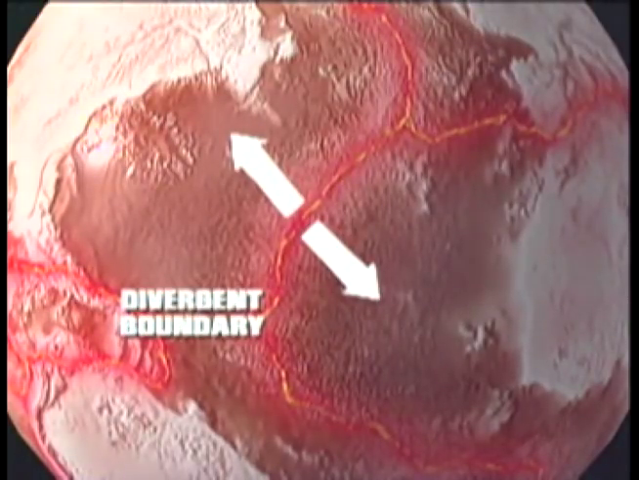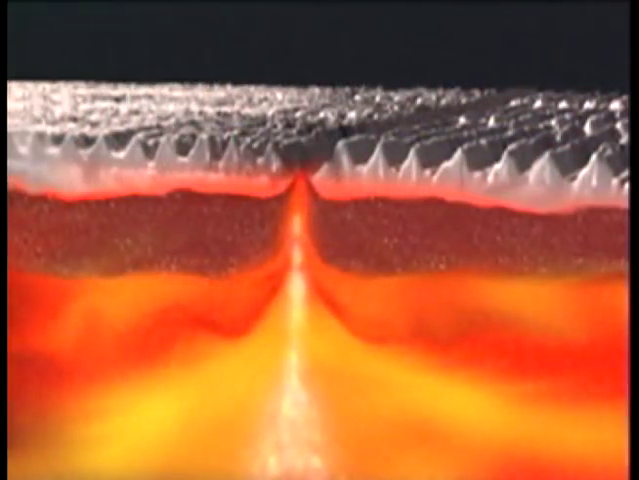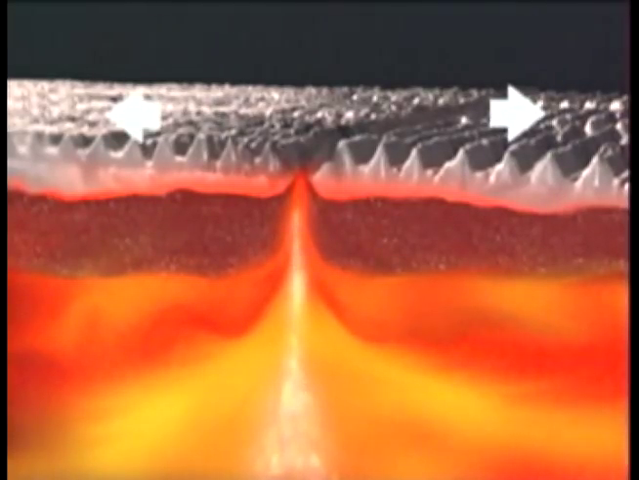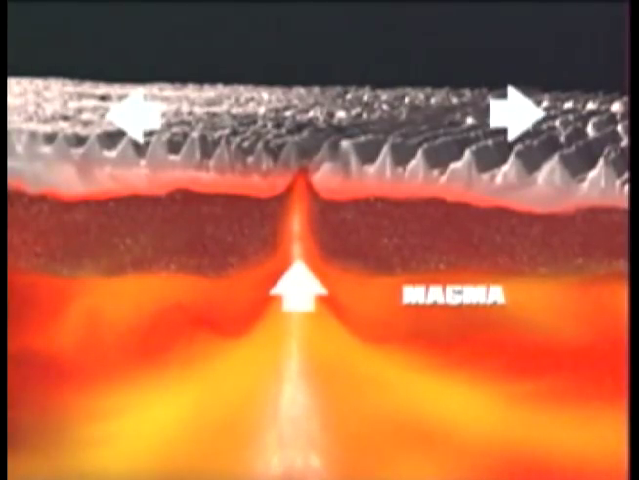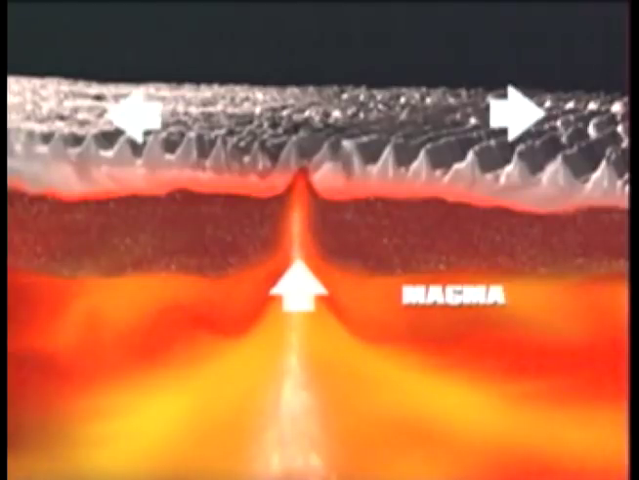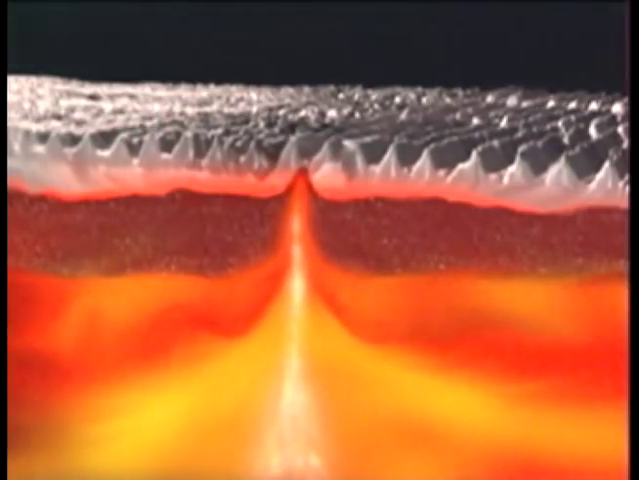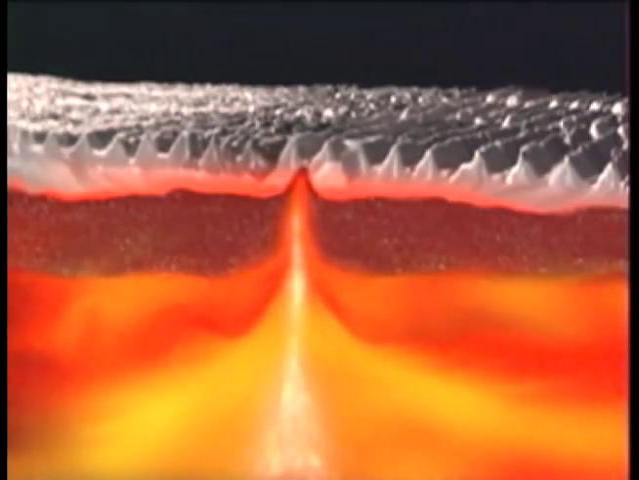Most divergent boundaries are located below oceans. This is a cross-section of a divergent boundary located below the Atlantic Ocean. Scientists have discovered that as the plates move apart, hot liquid rock called magma rises from the Earth's mantle. The magma rises because it is lighter than the surrounding material.